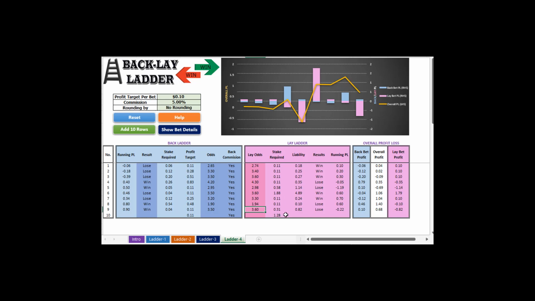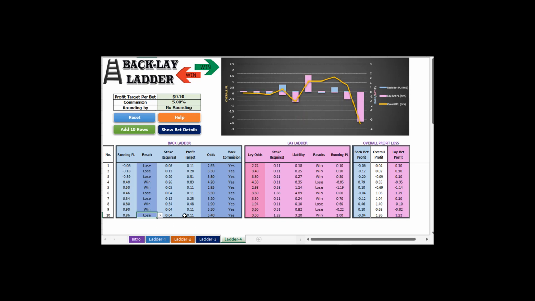We need to win £1.28 to get our required profit. And I'll show you if we do. So we have this bet here, let's say 3.4. You can see we've got to put in 4, and at 3.4 the odds, lay odds would be about 3.5.